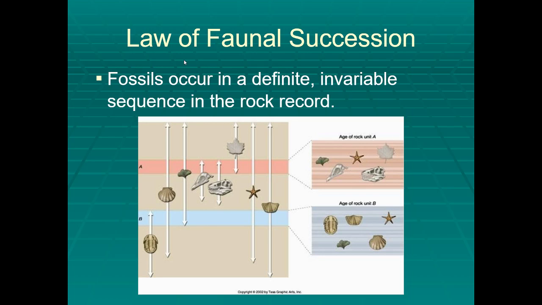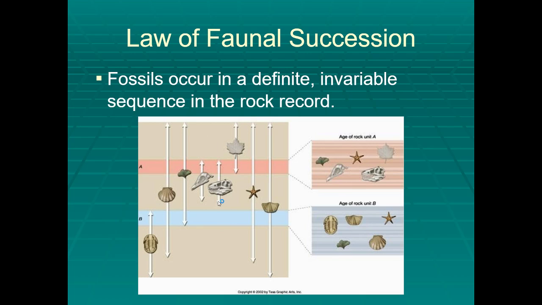The law of faunal succession basically says that fossils occur in a definite, invariable sequence inside the rock layer. So for example, you're not going to find a human skeleton underneath a dinosaur skeleton because dinosaurs existed before humans. If we did find that, that would be really amazing.